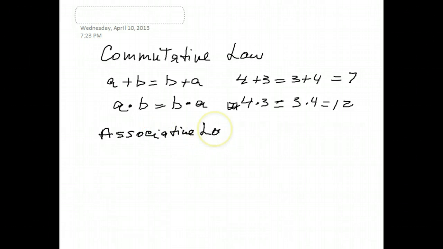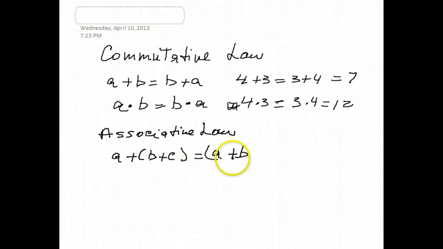The associative law is similar to the commutative law. Basically, it tells you that you can combine three numbers or more in any order. So if I have (A plus B) plus C, that's equal to A plus (B plus C). That means I can first add B to C and then add A to it, or I can first add A to B and then add C.